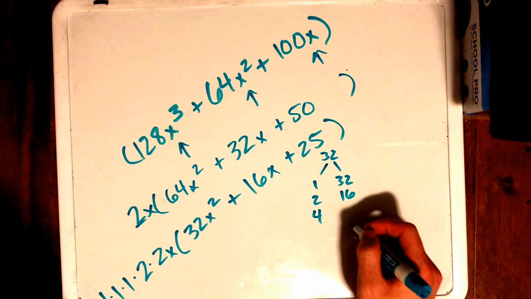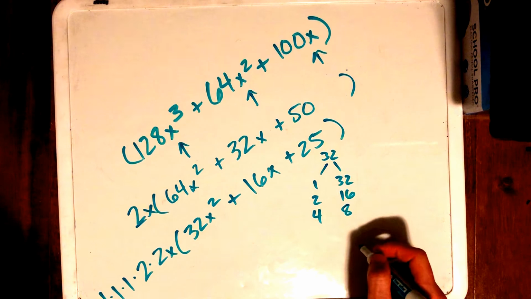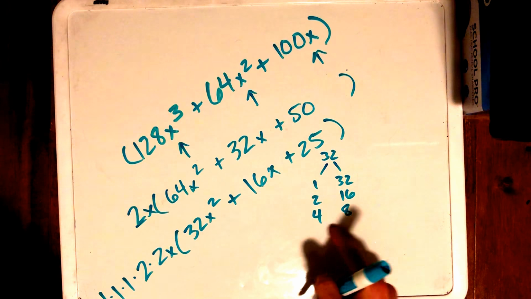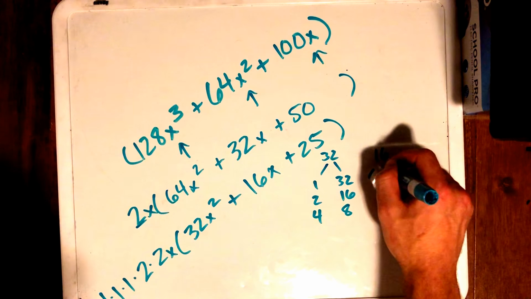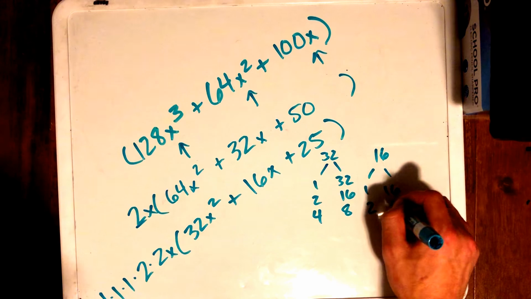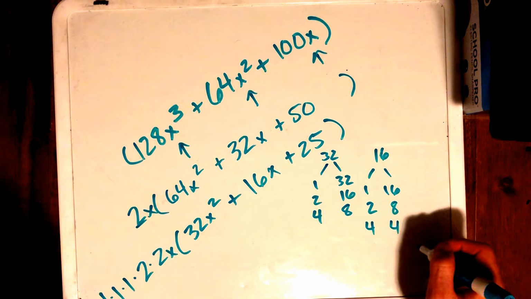The number 32 doesn't really have that many factors. Let's see, 4 times 8, and yeah, that's it for that one. So these are all of the factors of 32. And then I'd go to 16. We have 1 and 16, 2 and 8, 4 and 4.